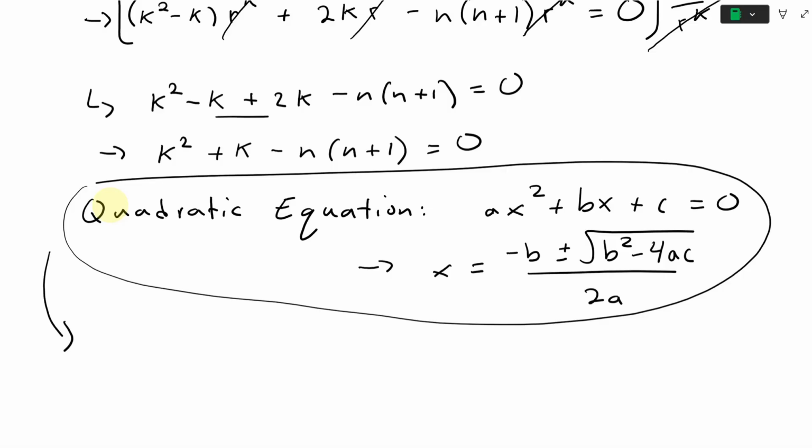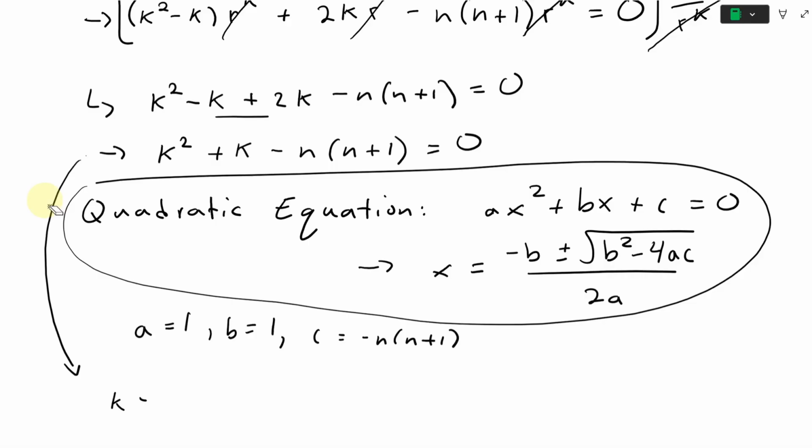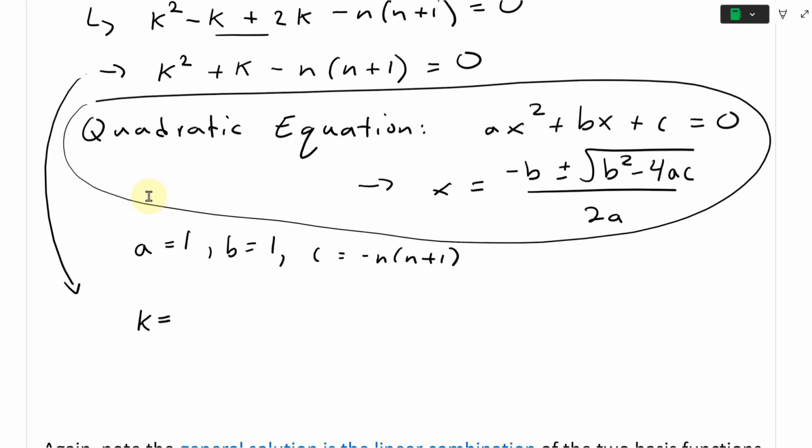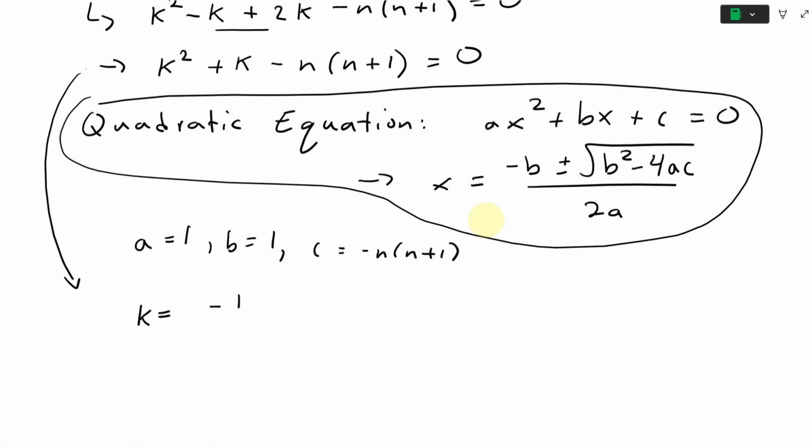So we have k in this case, so we have k squared, k, and this one is c. So we have k equals, and in this case a is 1. Basically I'll just put it like this for completeness. So a is equal to 1, b is equal to 1, and then c is equal to negative n times n plus 1. So we just replace it all there. So we have k is equal to negative b, so negative 1.